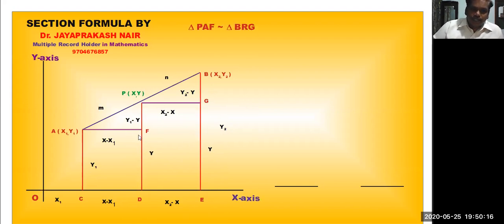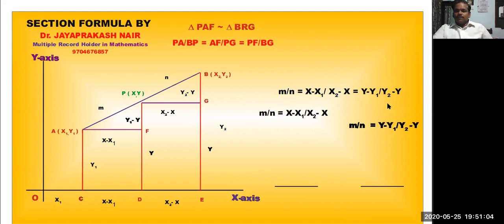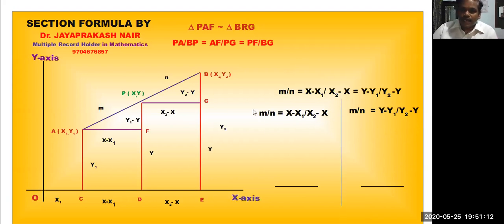As I said earlier, PAF and PBG are two triangles which are similar because they have perpendicular lines, and the parallel line acts as a transversal. So PA by PB is equal to AF by PG, which is equal to PF by BG. Applying the values, m by n is equal to (x minus x1) by (x2 minus x1), and also equal to (y minus y1) by (y2 minus y1). We separate these and cross multiply.